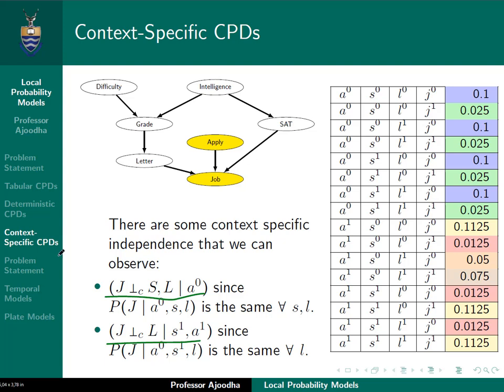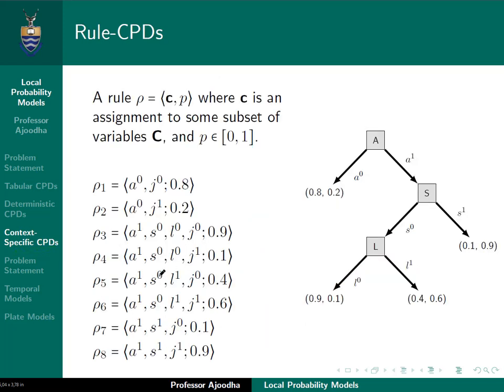So context-specific conditional probability distributions, right? That's what it is, and we came up with this tree. But you can write the rules on their own from the tree. So for example, if you go to A0 and J0, you get 0.8. If you go to A0 and J1, you end up with 0.2. If you go A1, S1, J0, you end up with a probability. If you go A1, S0, L1, J0, 0.4, or 0.6. Okay, so we can read off this table and come up with these different rows.